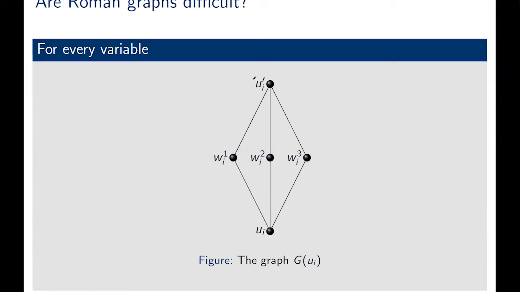Okay, so we construct this bipartite graph for every logical variable. If the logical variable is Ui, we construct those 5 vertices. One of them is Ui and one of them is not Ui. Ui prime represents the negation of Ui. And we have 3 additional W vertices in the middle. And this graph is bipartite. To Roman dominate this graph, it is reasonable to put our soldiers to Ui prime or Ui to dominate those W vertices which are here.